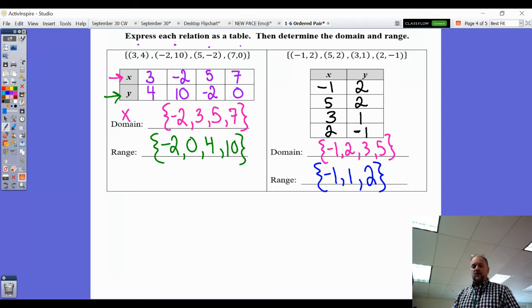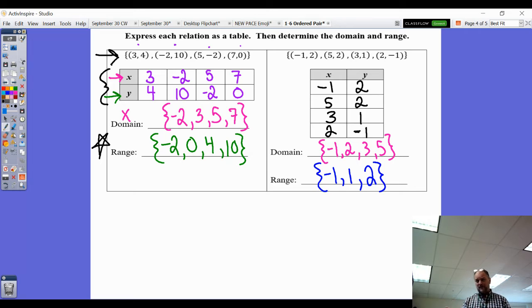So we can show this relation, this function, this idea of a connection between numbers. We can show this connection using ordered pairs, using a table, or we can list them each individually in the domain and in the range. And again, this becomes much more important as we do more and more complex problems as we get into more and more complicated math classes.